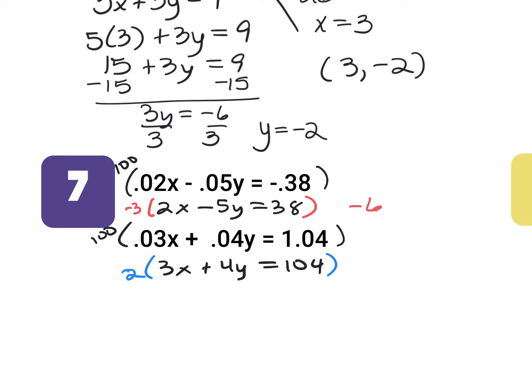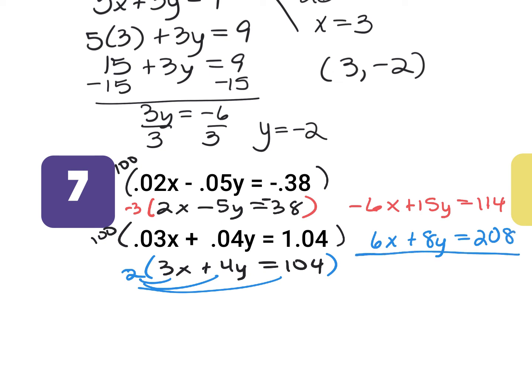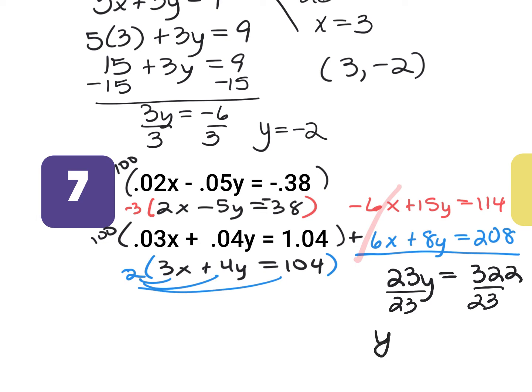So when I distribute the -3, I get -6x plus 15y, and then -3 times 38 is positive 114, and this is a -38. And then when I distribute the blue here, I get 6x plus 8y equals 208. And now I'm going to add the 2 equations together. Again, my x's have canceled. And 15y plus 8y is 23y. 114 plus 208 is 322. I'm going to divide by 23. And y, it actually goes in evenly 14 times.